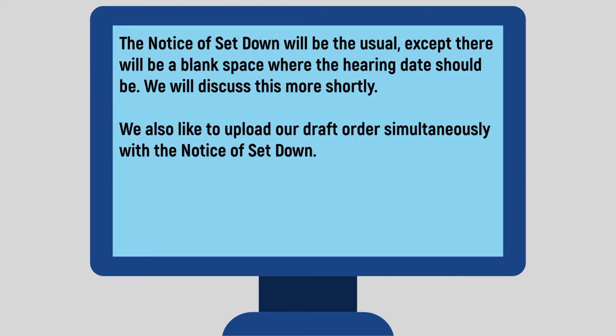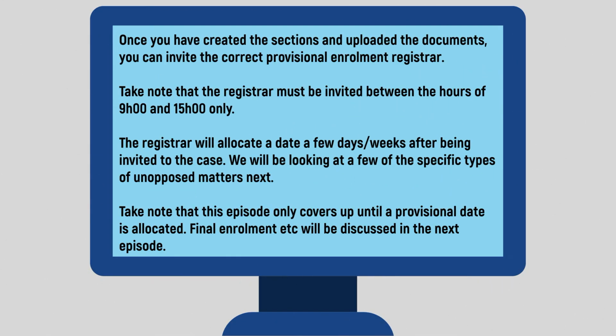We also like to upload the draft order simultaneously with the notice of set down. Once you've created the sections and uploaded the documents, you can invite the correct provisional enrollment registrar. Take note that the registrar must be invited between the hours of 9 and 3 only. The registrar will allocate a date within a few days or weeks after being invited to the case. We'll be looking at a few of the specified types of unopposed matters next. Take note that this episode only covers up until a provisional date is allocated.